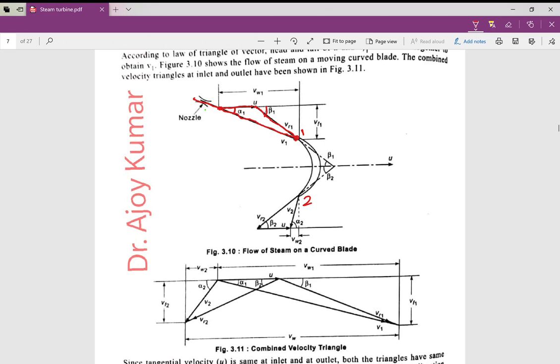So just as I told earlier about this VW1, that is your component of V1, that is V1 cos alpha 1, right? Another component VF1 is your V1 sin alpha 1. So V1 sin alpha 1 is written over here, right? Now if you look at this line, this relative velocity line is a straight one.